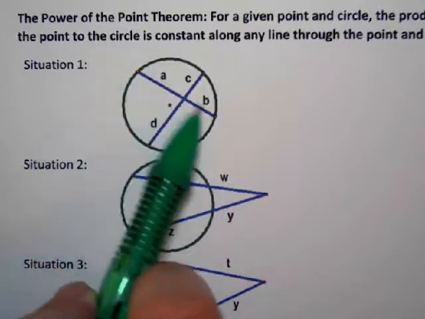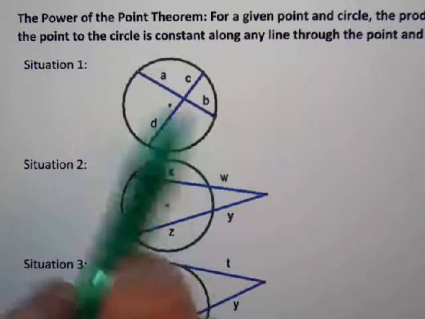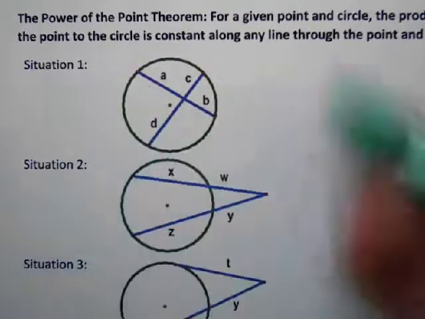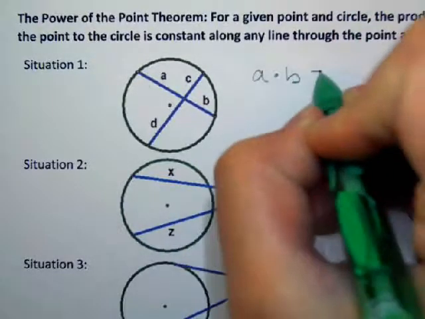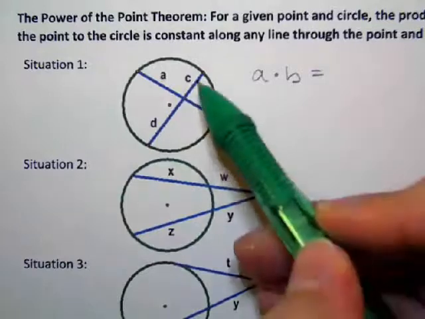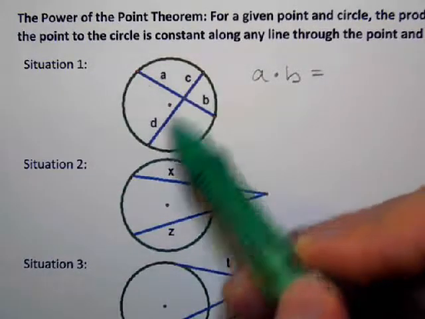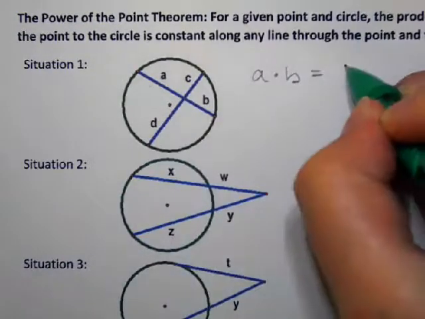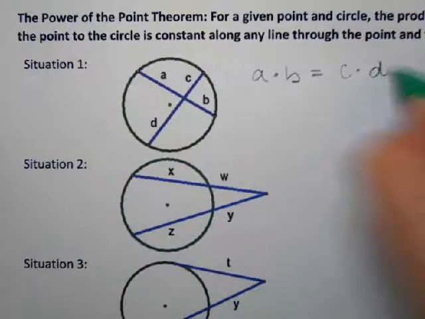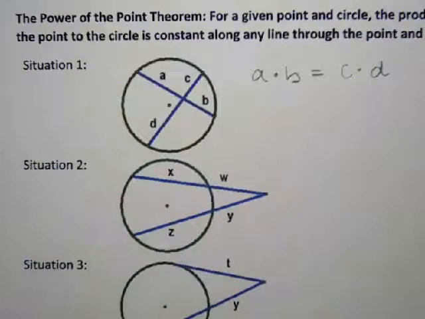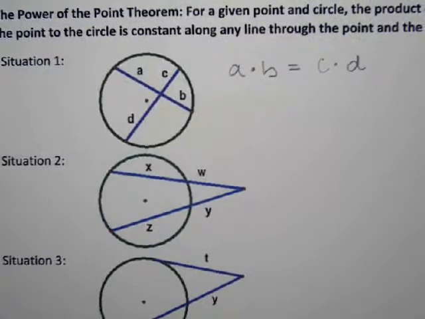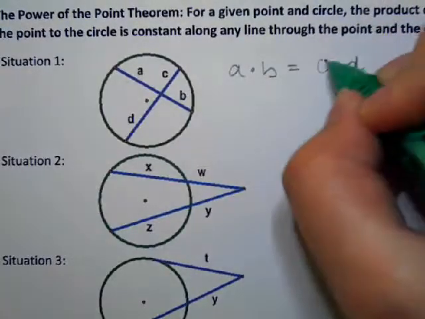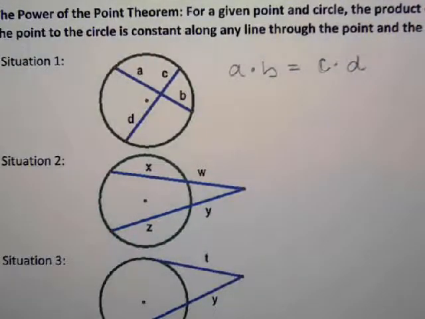So you can see that A and B are the same chord. Can you guys see that? A is one part of the chord, B is the other part of the chord. So you're going to do A times B equals, and then C and D are part of the same segment, so you're going to do equals C times D. So that one's pretty easy. Pretty easy formula there, okay?